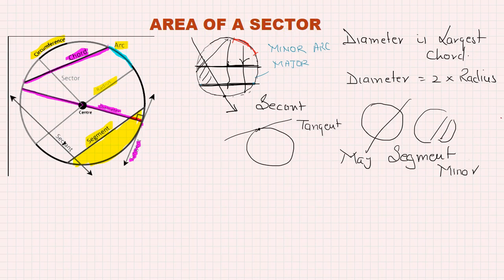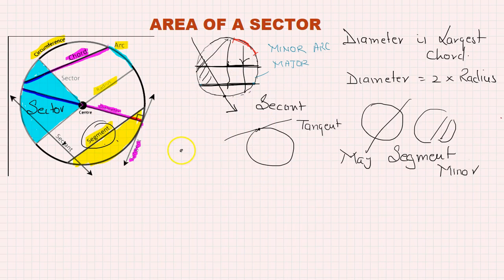And most important is the sector. Sector is the area of a circle, the part of a circle which is made by two radii and one arc. So this is called a sector and this is called a segment.